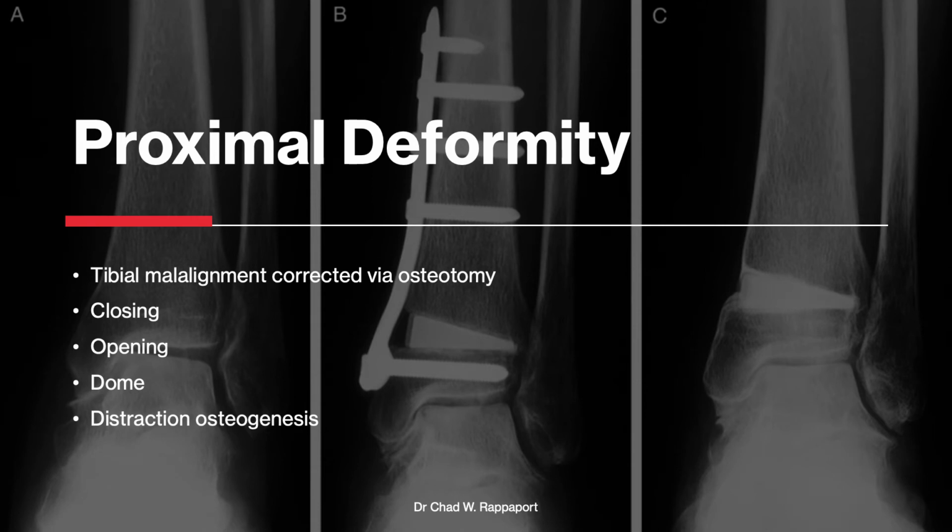So deformities proximal to the ankle, specifically in the hip and the knee, can be corrected with femoral or proximal tibial osteotomies. More often than not, these are corrected with total hip or total knee arthroplasty. With regards to the distal tibia, malalignment is generally corrected via an osteotomy, which can be a closing or opening wedge osteotomy, a dome osteotomy or a correction that's done via distraction osteogenesis.